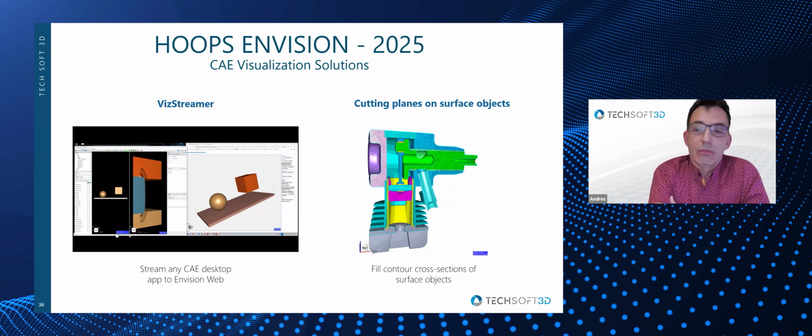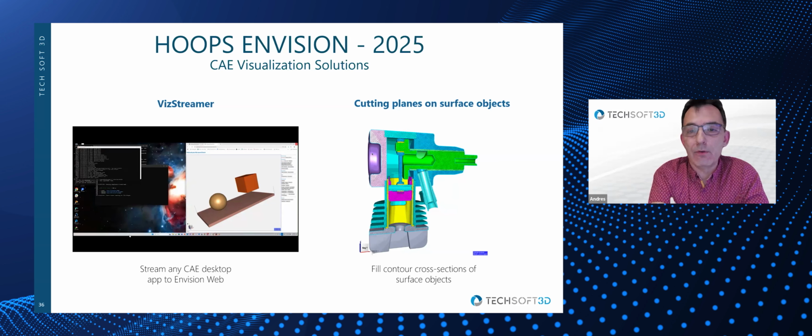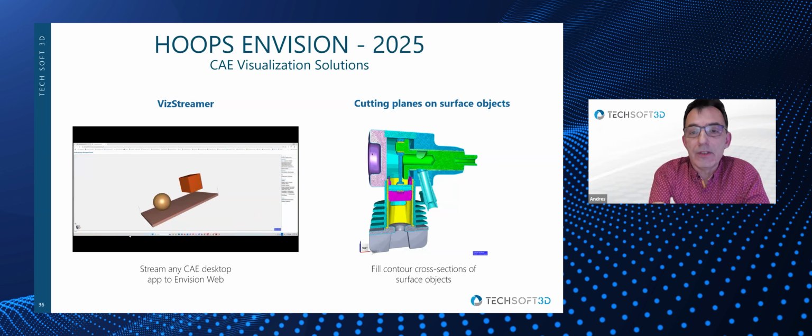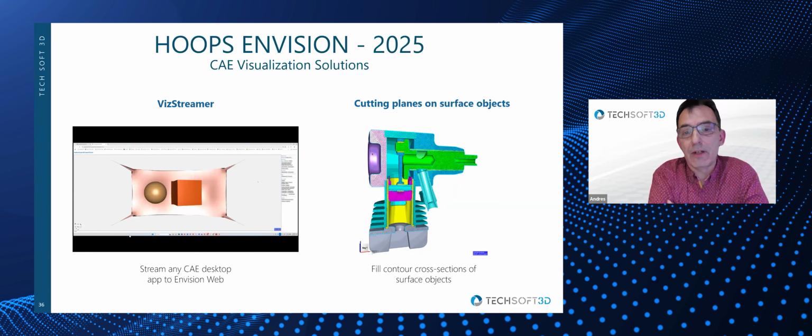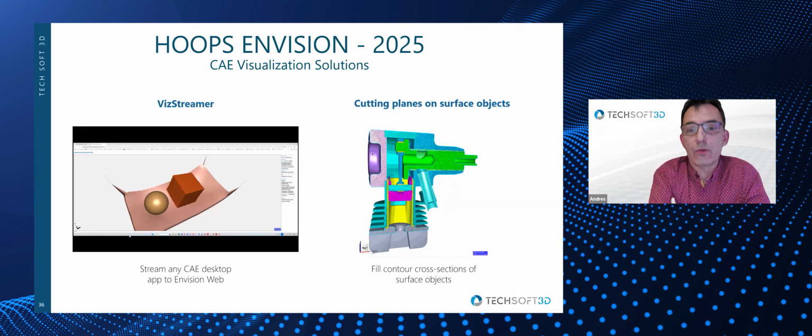Another major, much smaller, but a very, very nice improvement we made on the desktop version of Envision. Forgot to mention it comes in web and desktop flavors. It's the ability for our users now to fill in cutting planes that are made on surface objects, hollow objects, which would otherwise be shown as a contour. Now it's pretty easy to fill that up and have a good idea of the interior of the objects.